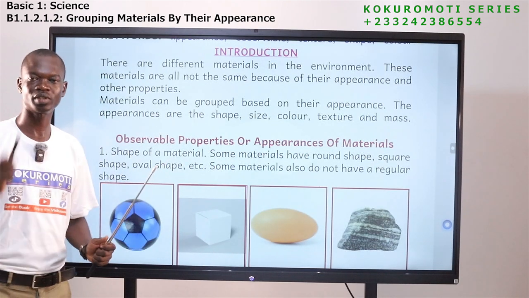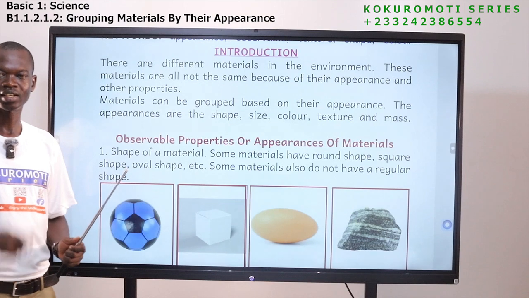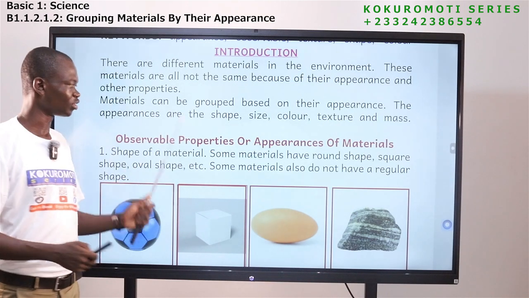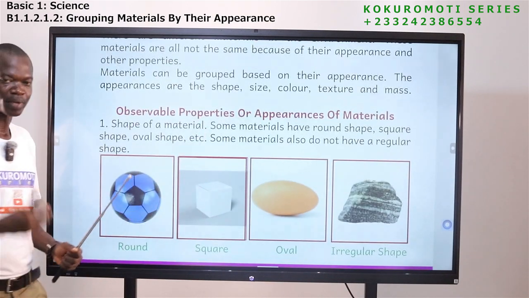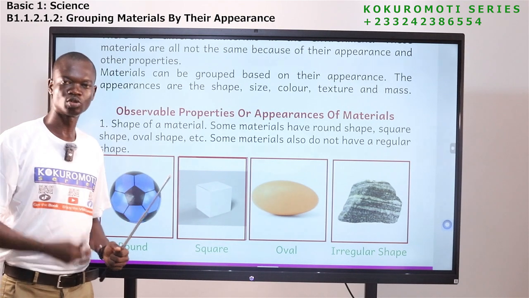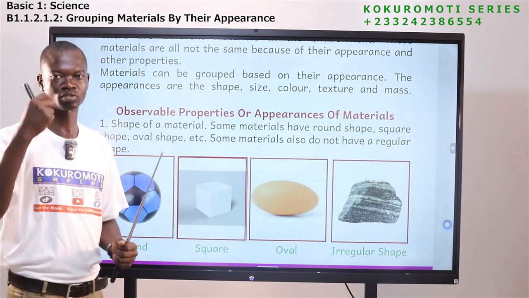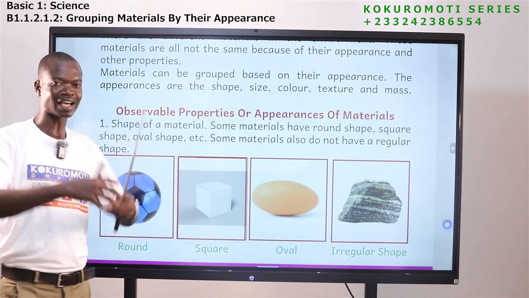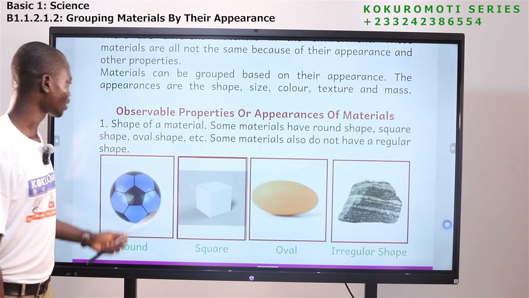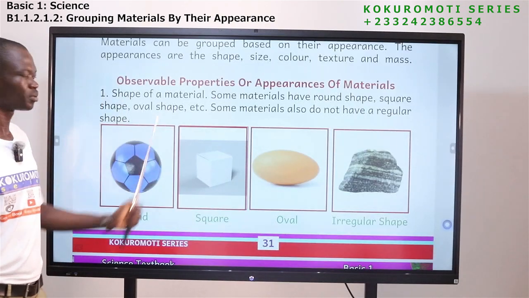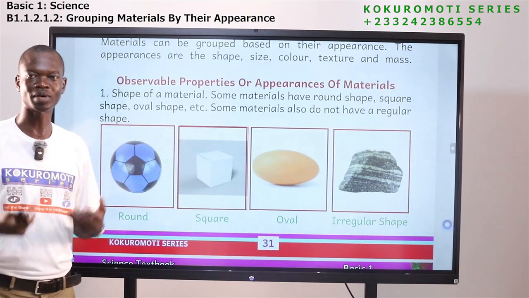In our previous lesson, we learned about materials, examples of materials. And today we are looking at their properties, the observable ones, those that we can use our eyes to see and tell, those that are outside that we can see. And we have mention of the shape. So the shape of the material will help us what?